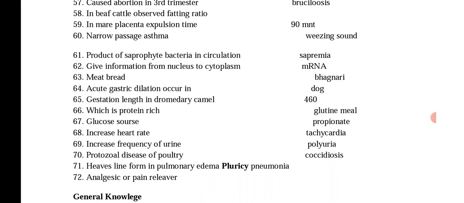Gestation length in dromedary camel is 460 days. Gluten meal is protein rich meal. Glucose source is propionate. Increased heart rate is called tachycardia, and decreased heart rate is bradycardia. Polyuria means increased frequency of urine. Coccidiosis is a protozoal disease of poultry. Heaves line forms in pulmonary edema, pleurisy, and pneumonia.